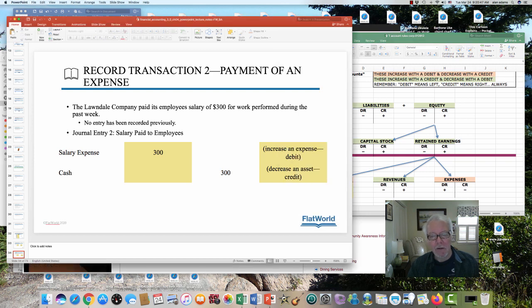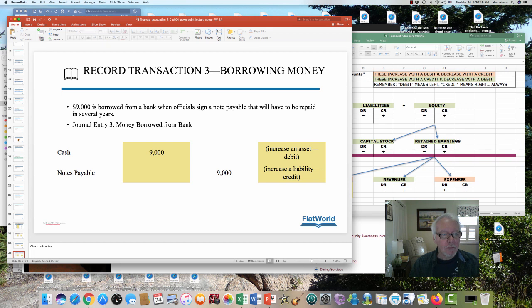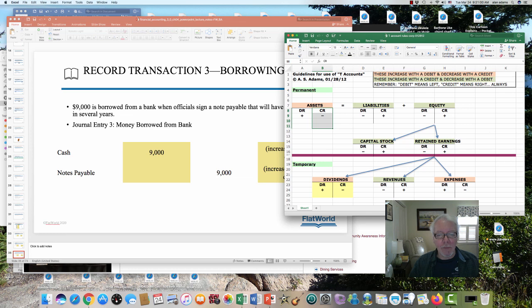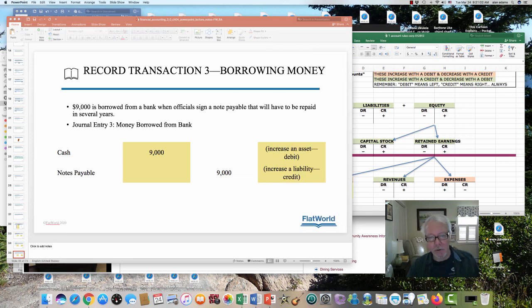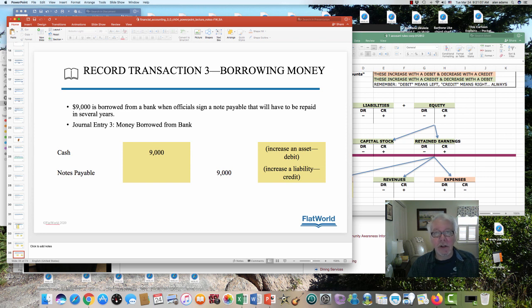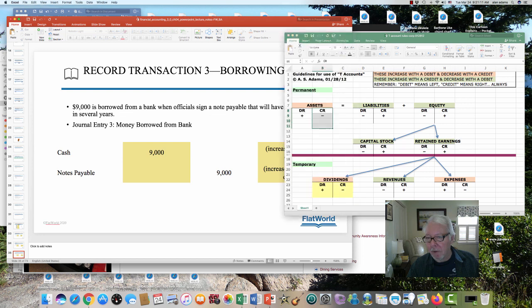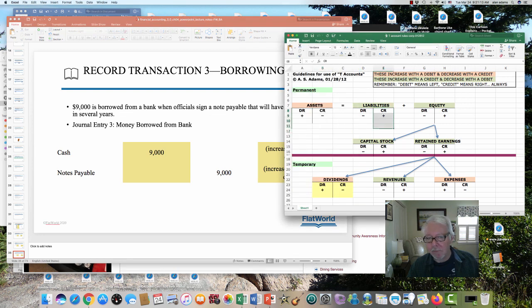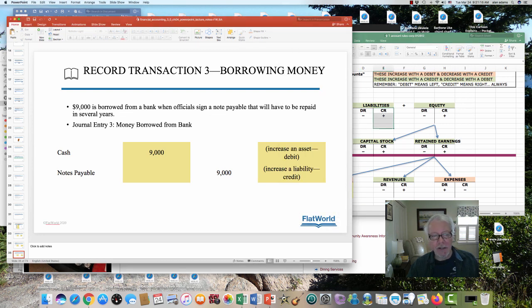Okay? All right, next. We borrowed money. When you borrow money, cash being an asset goes up. That would take a debit. Okay? Notes payable is a liability. Whenever you see the word payable, that's usually a liability. And that has just increased. You all of a sudden have increased how much you owe this bank. So liabilities increase with a credit. So this is your entry. A debit to cash, a credit to notes payable.